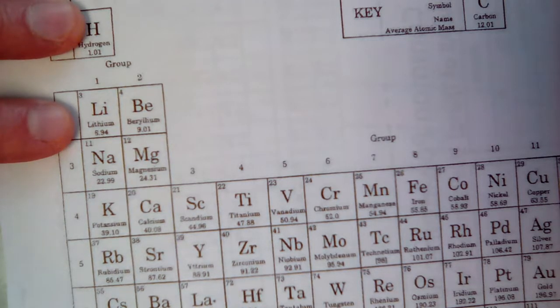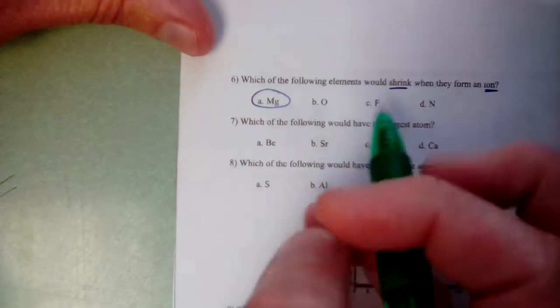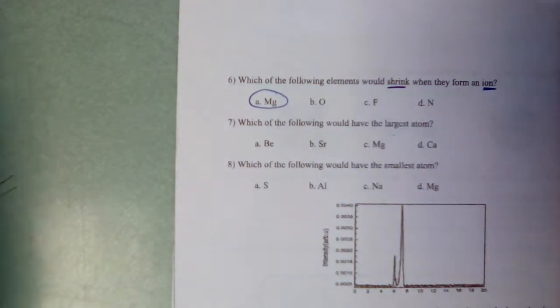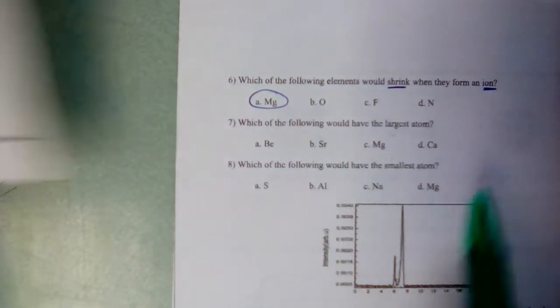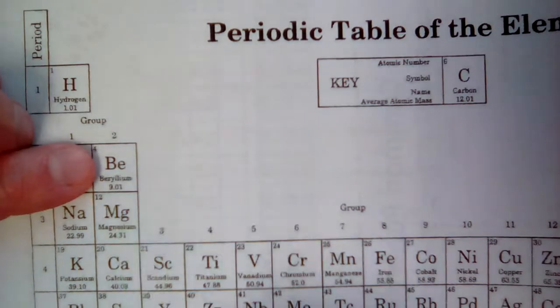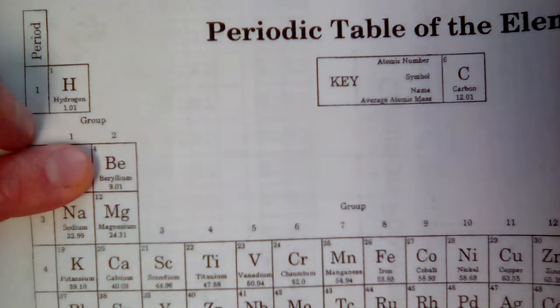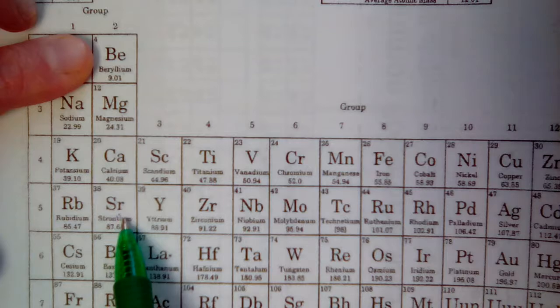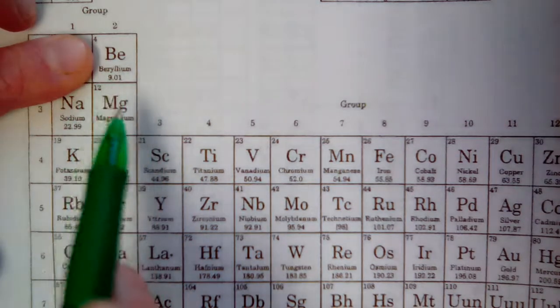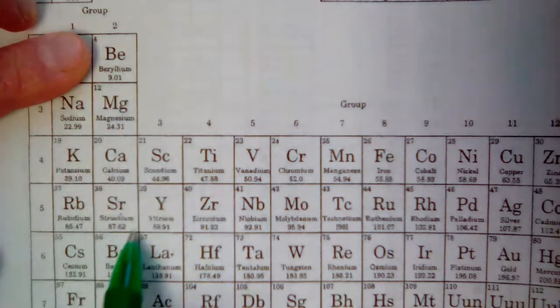BE, S, R, M, G, B, A. BA is the closest. Oops, I have BA. There, BE. Sorry about that. B, E, S, R, M, G, C, A. SR is the closest one. We didn't have BA, we had BE. So it's these four that I gave you.